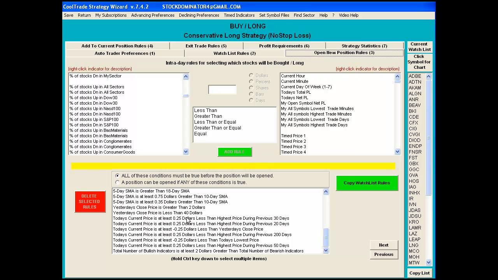And then here are a number of more price-related indicators. Today's current price is at least 25 cents less than the highest price during the previous 30 days. So even though the trend is upwards in this strategy, you're not buying at the absolute top.